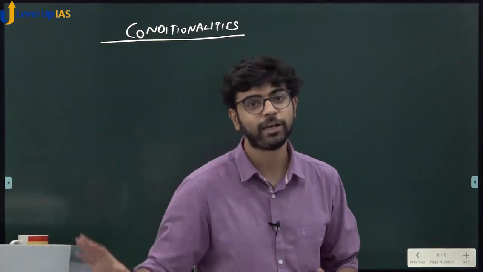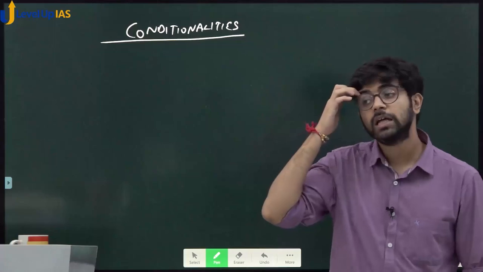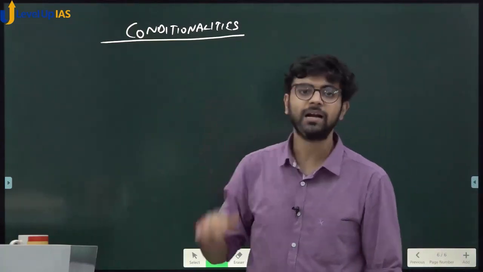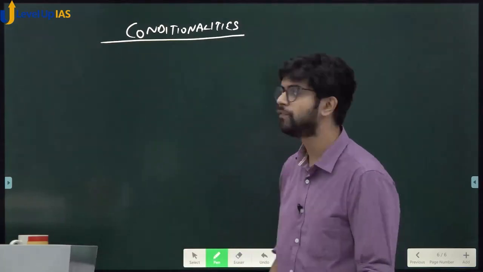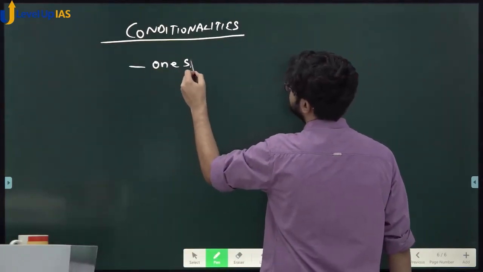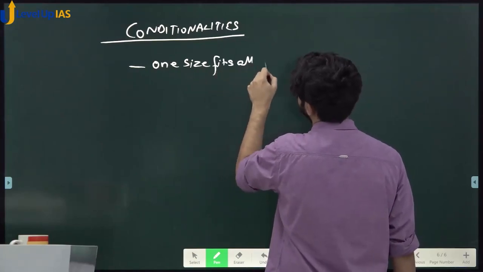Foreign exchange should be devalued. Foreign exchange rate should be floating, not fixed. I hope you remember fixed rate, floating rate. So these are all standard conditions, but what is the negative aspect of it? It is a one size fits all policy. Samjha, one size fits all policy hai. One size fits all? Ye galat hai na? One size fits all kaise hoga?